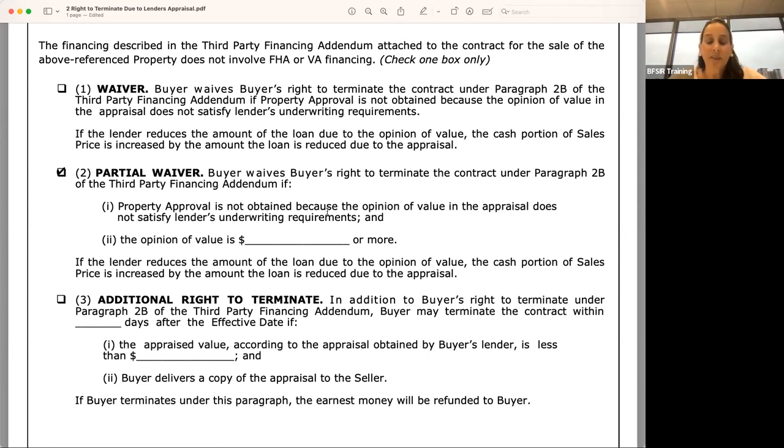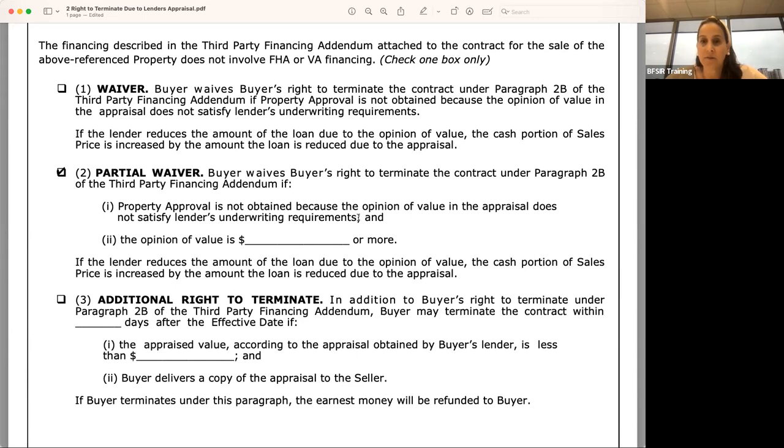So, in my example of $1 million, let's say they're putting 200 down and they're financing 800, right? So your loan to value is 80%. And if it only appraises for 900, the lender is only going to loan 80% of 900, which means the buyer has to make up the difference, right? Does that make sense? So basically what that's saying is that the lender's not going to give their underwriting approval because the property didn't appraise for the value that we wanted it to appraise for. Does that make sense?